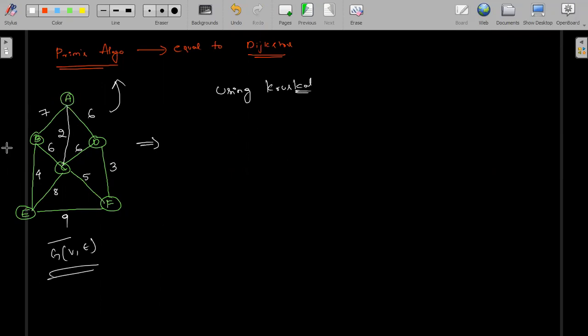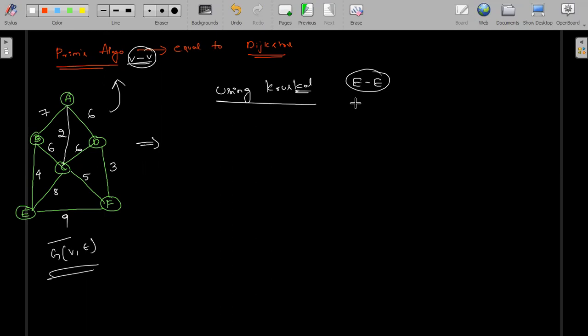Everybody check the minimum. Kruskal is nothing but edge by edge. Please understand, edge by edge. Prim's is nothing but vertex by vertex. This is important. If you know these two words, you will get everything.